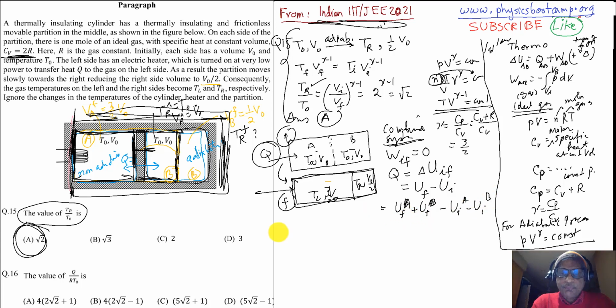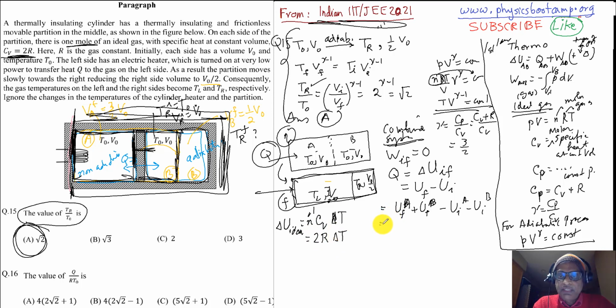So U of an ideal gas is actually N times CV. Delta U will be N CV delta T. And so N is 1 here, 1 mole. You can see it's given as 1 mole. So this is equal to 2R, so this is 2R delta T for us.